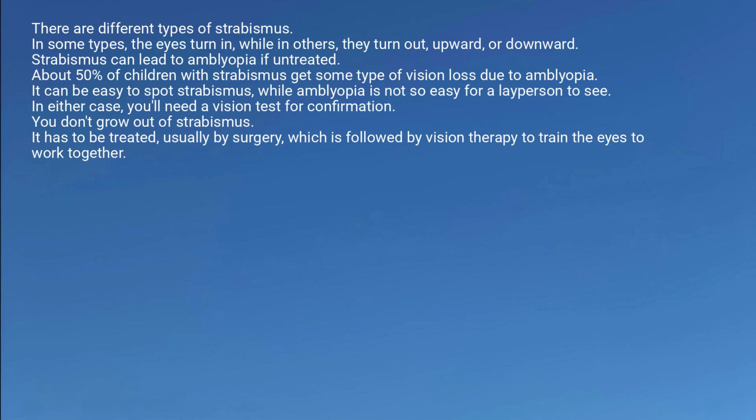You don't grow out of strabismus. It has to be treated, usually by surgery, which is followed by vision therapy to train the eyes to work together.